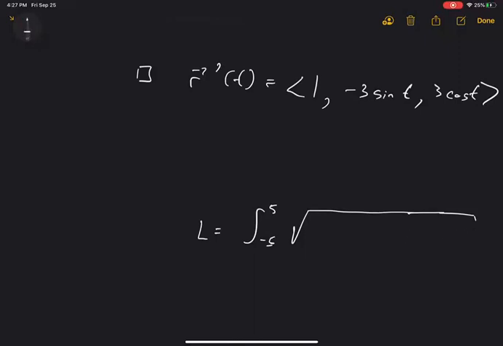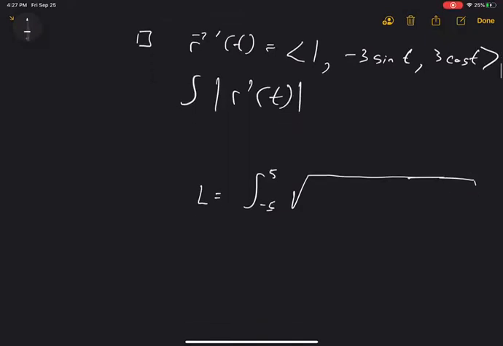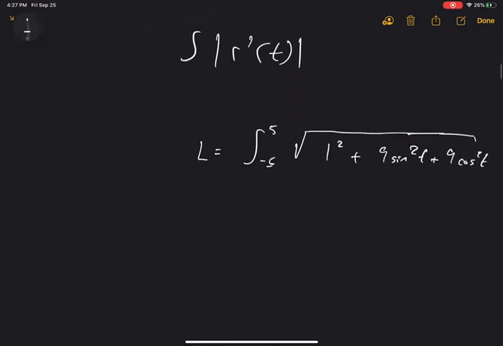All right, so if r prime of t is that, I want to integrate what? The magnitude of r prime. So what's the magnitude of r prime? Well, the magnitude of r prime would be the square root, and then I'm going to square the components. So 1 plus 9 sine squared t plus 9 cosine squared t. All right, so this is my integral, and I'm integrating with respect to dt. In this section, we're going to have to deal with trig identities and some trig integrals usually.